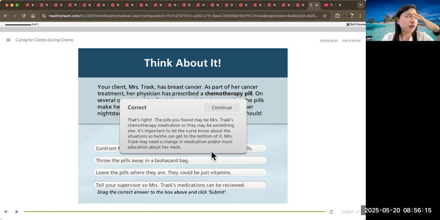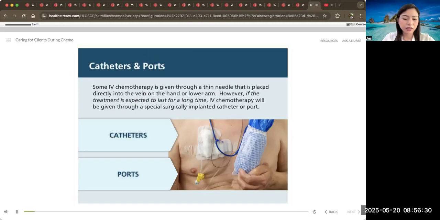So yeah, the most important thing about chemotherapy treatment is compliance. Okay. Once the patient is in compliance, there must be a problem. So it has to be discussed. All right. Next, catheters and ports.